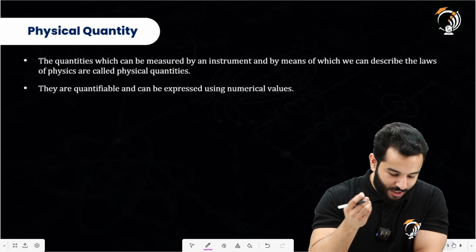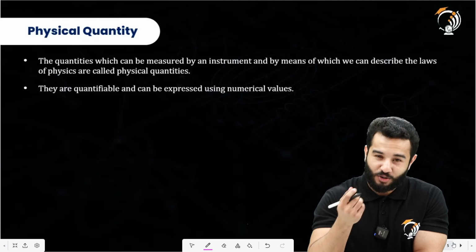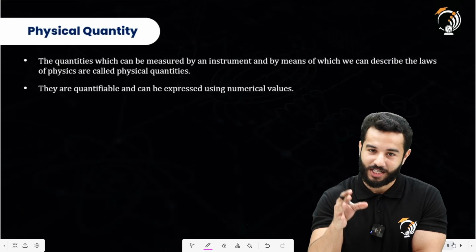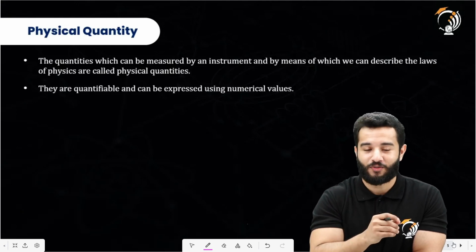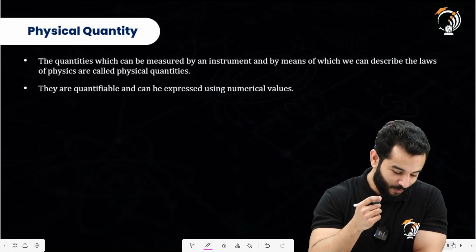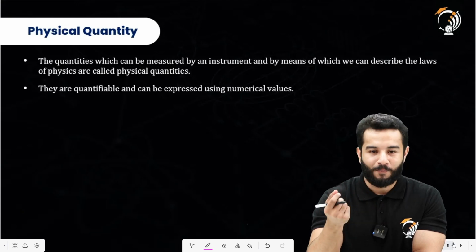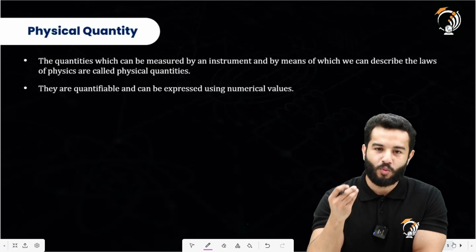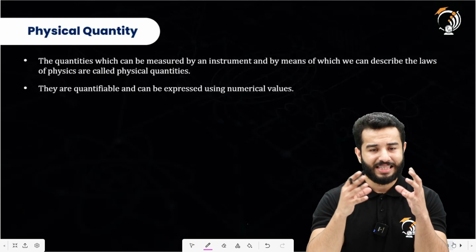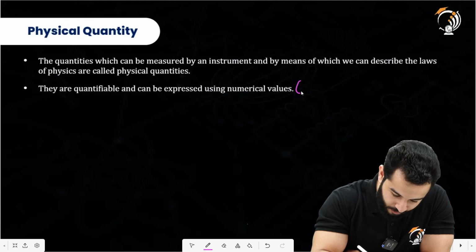Let's read what we have over here. The quantities which can be measured by an instrument and by means of which we can describe the laws of physics. So this is another part. You can also define physical quantities by this, that using these physical quantities we can describe the laws of physics. They are quantifiable and can be expressed using numerical values. So what are numerical values? The numerical values are the magnitude. We also call these things magnitude.